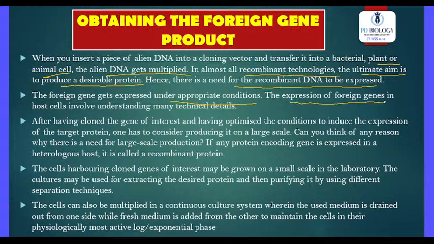The expression of a foreign gene in a host cell involves understanding many technical details. So after having cloned the gene of interest and optimized the conditions to induce expression of the target protein, one has to consider production on a large scale. Can you think of any reason why there is a need for large scale production? If any protein-encoding gene is expressed in a heterologous host, it is called a recombinant protein.